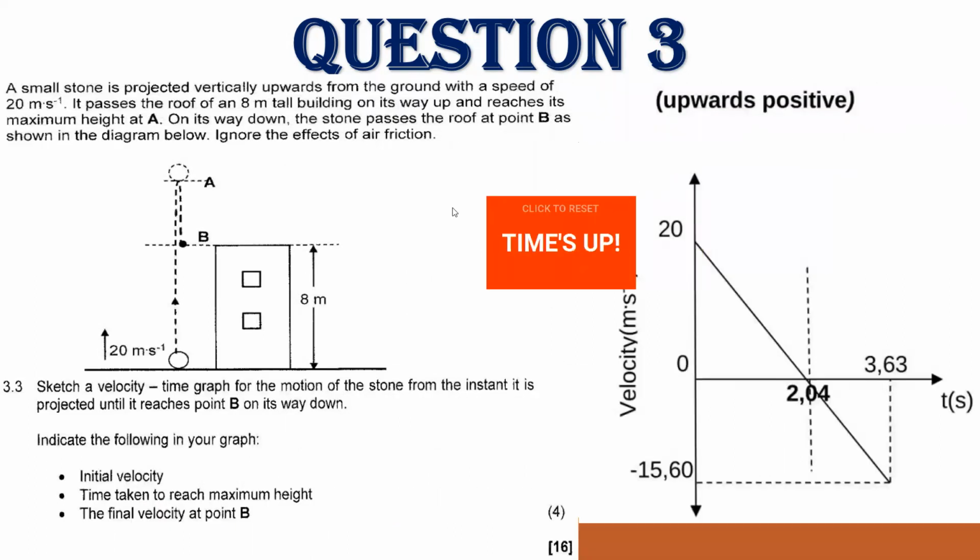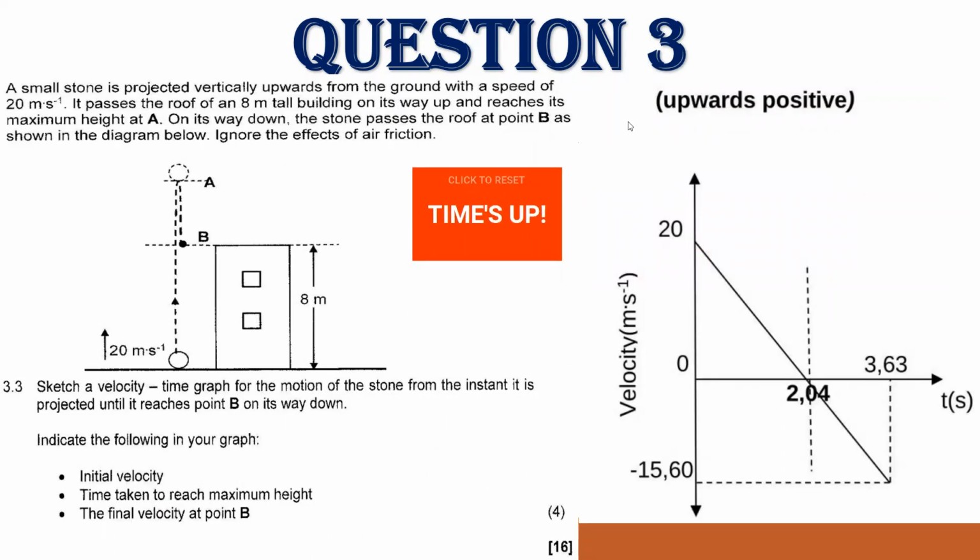For graph, choosing direction also important. Up positive, we say. If you say up positive, your initial velocity is positive, right? Because going up also positive, you start from positive 20. But remember, we have velocity, we have time with symbols, units, everything we should show, all right? So velocity meter per second, time with second. Initial velocity is showing, yes, it is there.